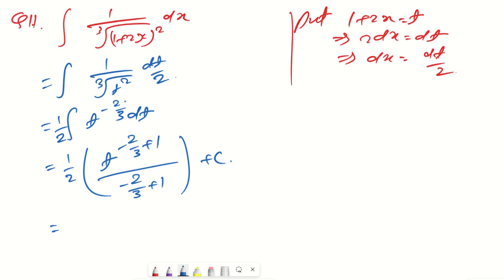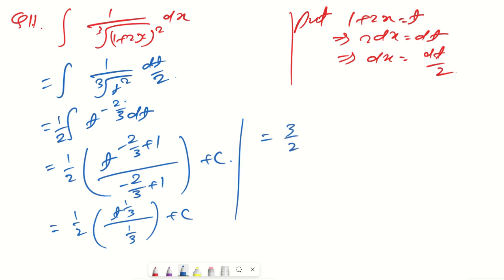So this can be written as 1 by 2 into t to the power 1 by 3 divided by 1 by 3. So this is going to be 3 by 2 into cube root of t. The cube root of t is nothing but the cube root of 1 plus 2x, plus some constant c. So this is the complete solution.